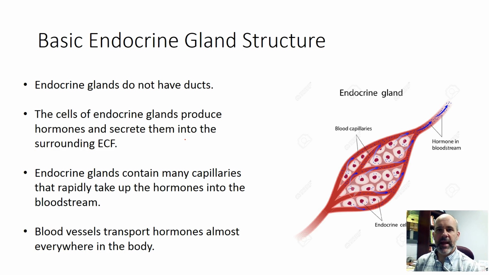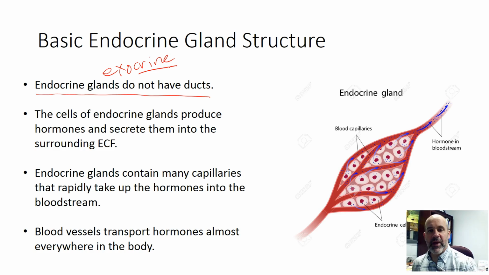All right, what does an endocrine gland typically look like? In Biology 201, you may have talked about the differences between endocrine glands and exocrine glands. Maybe you remember that term. Exocrine glands are things like your salivary glands and your sweat glands in the skin that secrete substances toward the outside of the body, and those glands have ducts. Endocrine glands do not have ducts. A duct is a tube, kind of like an air duct in your house.